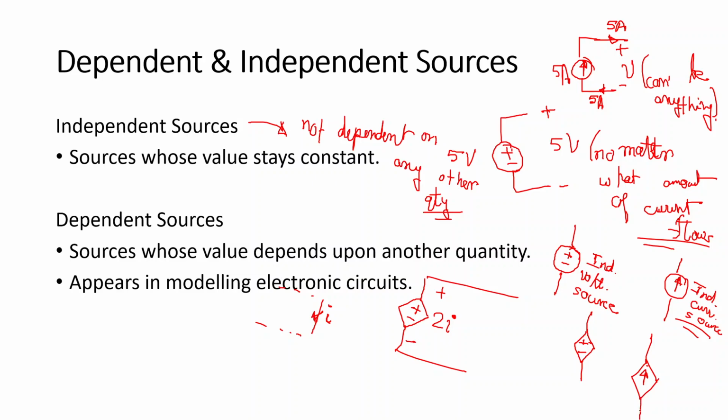So this is the basic difference between dependent and independent sources. An independent source has its value constant no matter what the change in any other quantity, but a dependent source is dependent upon another quantity, and hence they are represented using a rhombus, and independent sources are represented using a circular schematic.